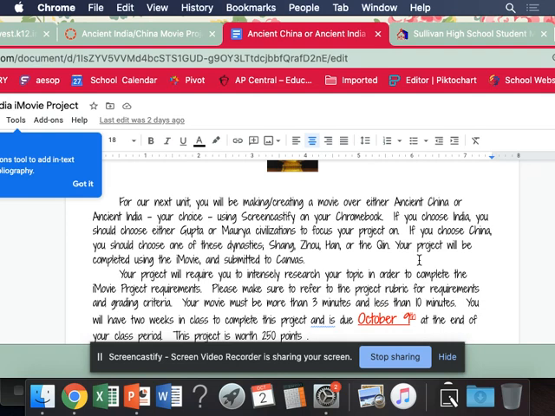If you choose India, you should either choose the Gupta or the Maurya civilizations to focus your project on. So if you want India, choice of those two. If you choose China, you should either use the Shang, the Zhou, the Han, or the Qin dynasties, just one of those. Your project will be, there's iMovie again.